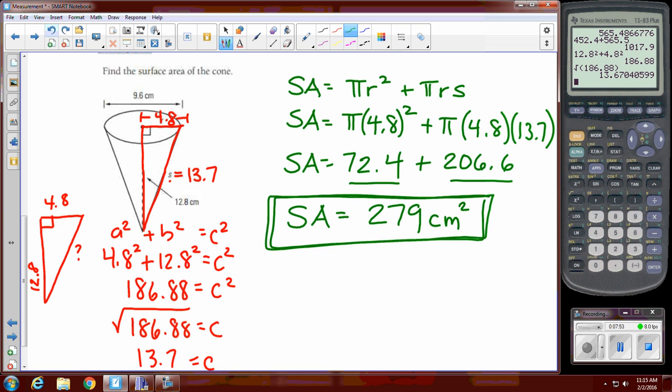So don't forget, if we're finding surface area, we need to have the slant height. We need the height along the edge of the cone. We also need the radius. And you need to read the question to make sure what it's specifically asking for. If it's asking for the entire surface area or just the lateral area of the cone. And if it is, we have to adjust our formula accordingly.